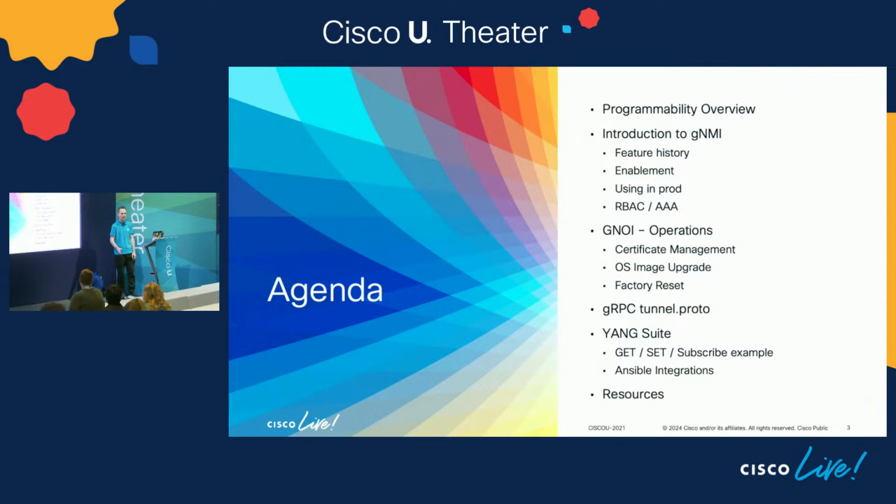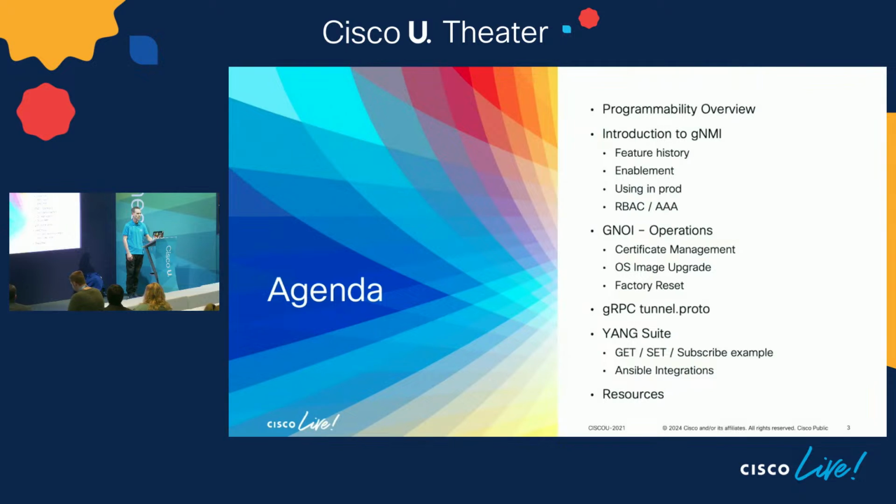There's three main functions of gNOI: certificate management, operating system image upgrade, and factory reset. I have some demo slides in here that describe this API and also demonstrate the capabilities and the use of doing these three functions.